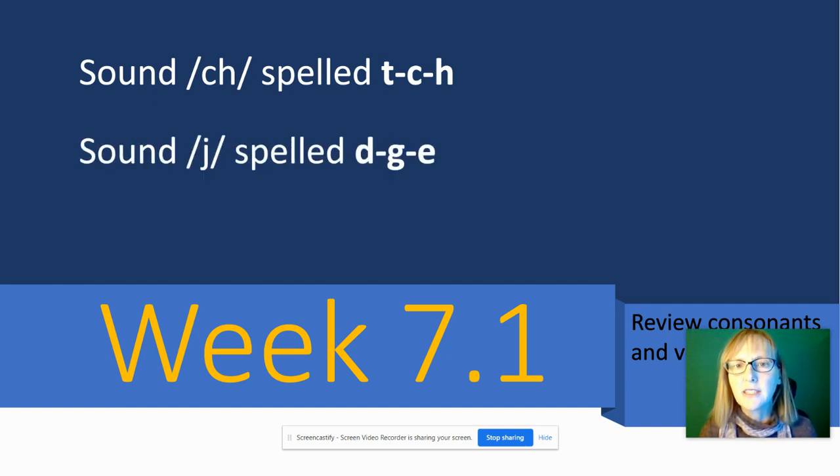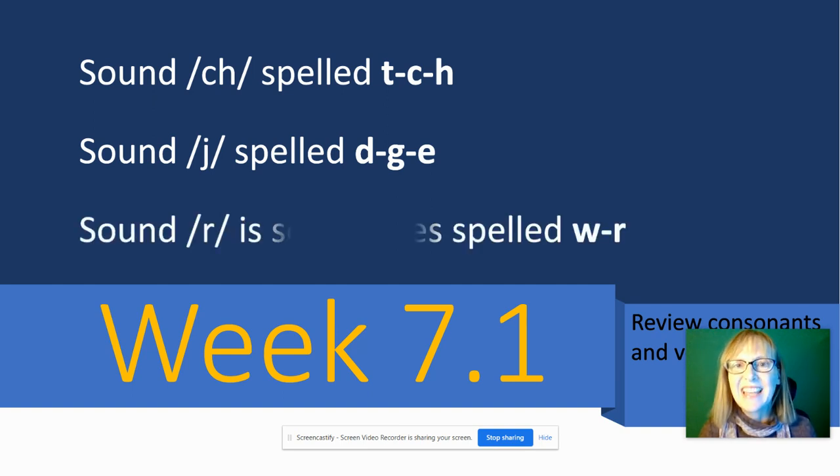We also have j. Say that. J. That is going to be spelled DGE at the end of words with one short vowel sound as well. One-syllable words with one short vowel sound. And then we have the r sound at the beginning of words, sometimes spelled with that silent W and then R. We're also going to review our consonants and our vowels because we have to know the difference between a consonant and a vowel to really understand how spelling works. And the other thing we really need to know about are syllables. So we will continue to review those 2 things.